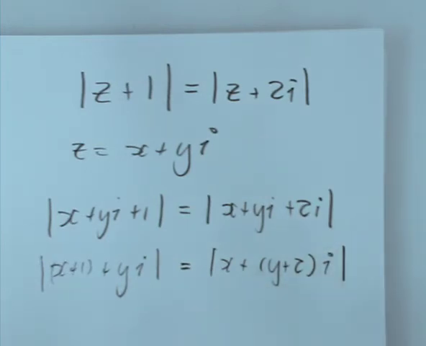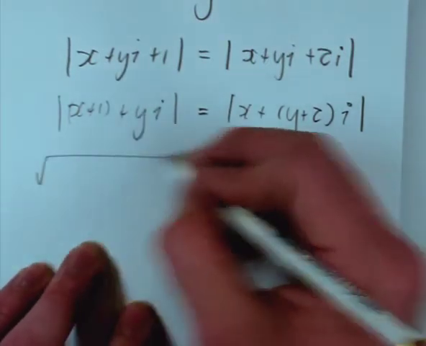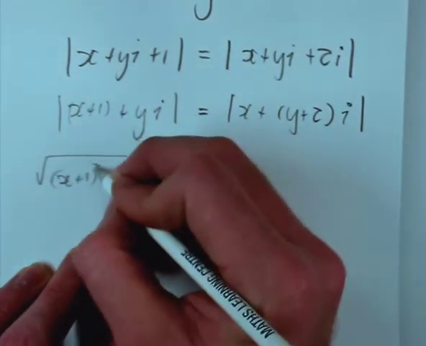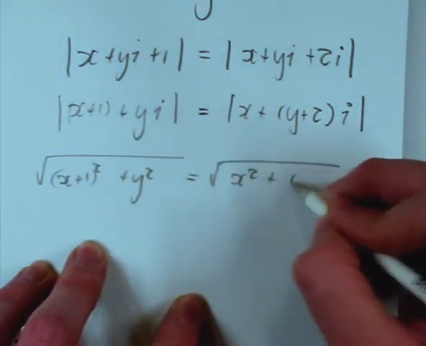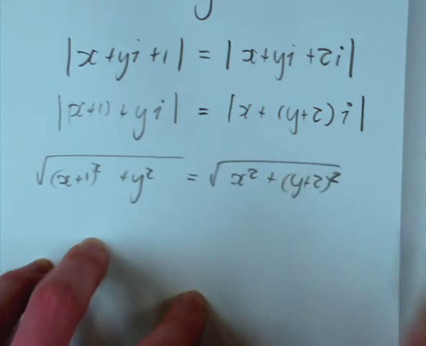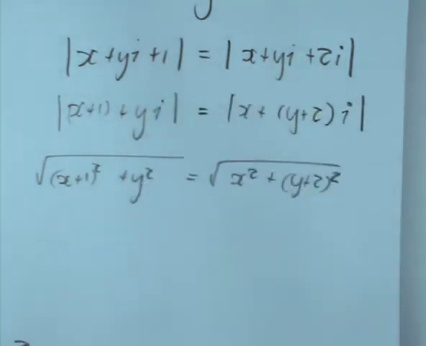And now I can find the lengths. So technically, (x+1) squared plus y squared, x squared plus (y+2) squared. Again, remember when you find the length, you don't bring the i down, you just square the number next to the i. And I would expand it all out.